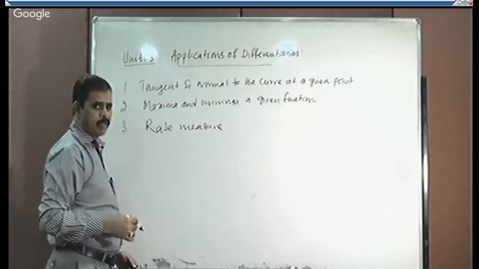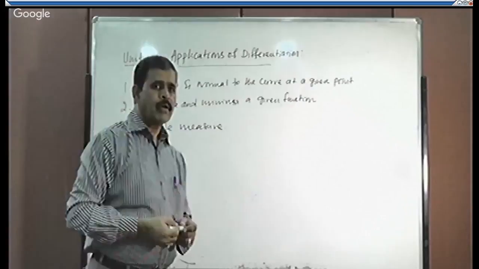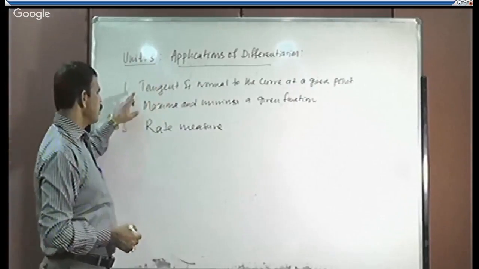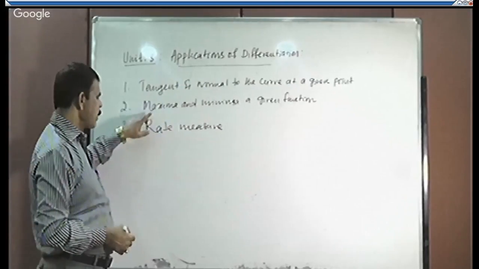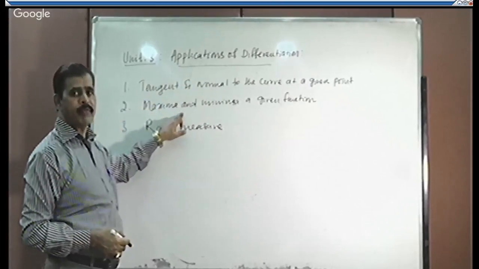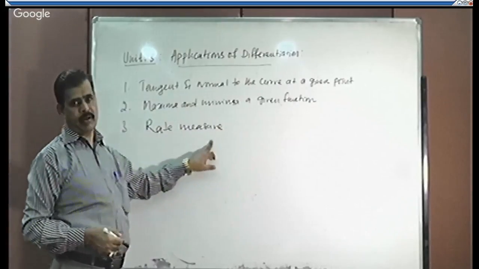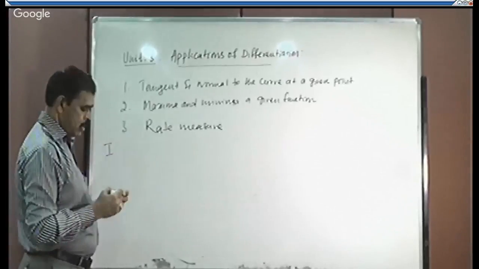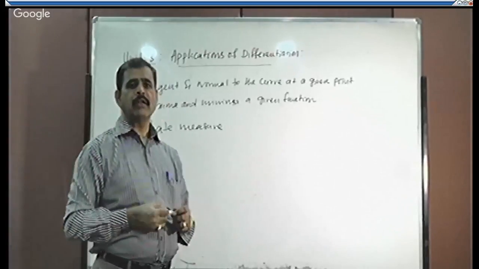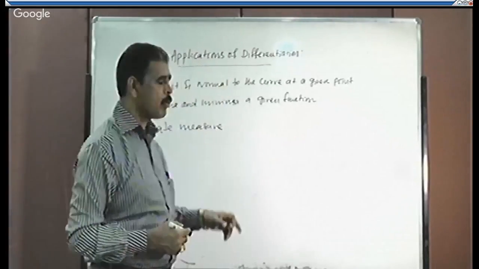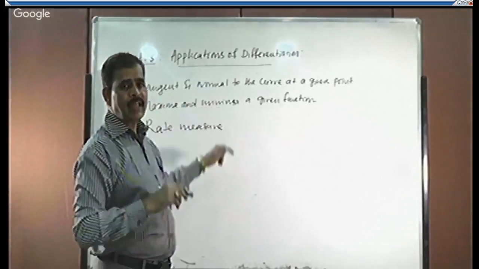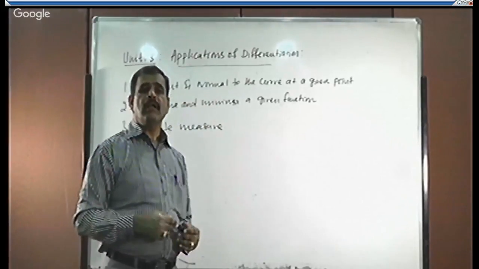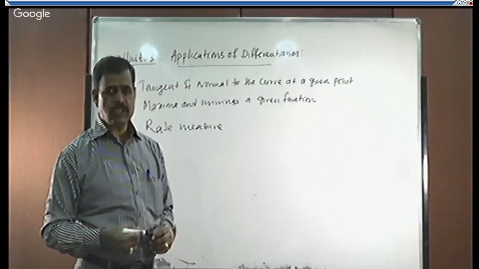We have other applications of differentiation, but our scope is to discuss only these three: getting the tangent and normal to the curve at a given point, maxima and minima of a given function, and rate measure. If I take the first one, how can we relate differentiation to geometry? Tangent and normal come in geometry, correct? There is a link between differentiation as well as geometry.